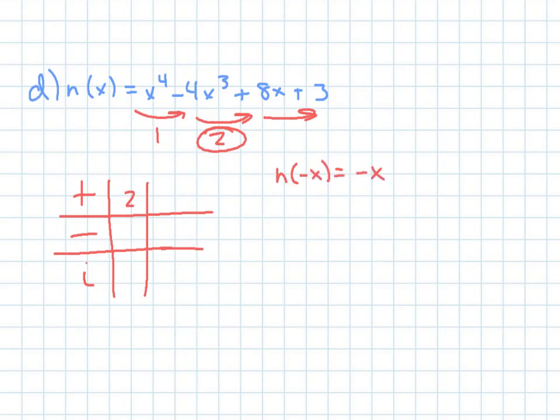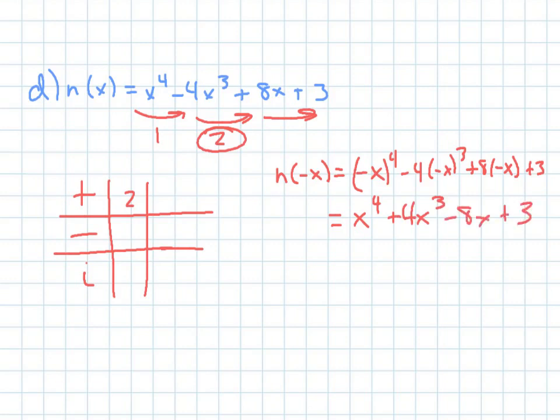No, oops. Forgot my parentheses. Okay. So that negative cancels out. That one changes it to positive 4x cubed, negative 8x plus 3. Okay, so no change, 1 change, 2 changes. So here you get 2. Now this one's going to have lots of possibilities.